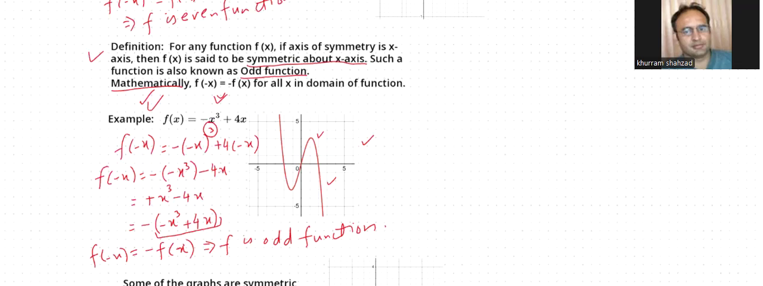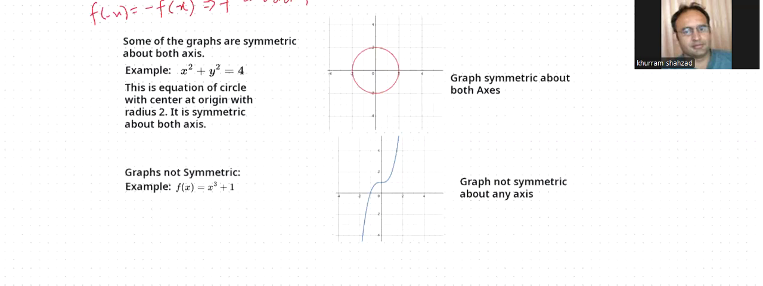This was the graphical way. From the graph, you can also clearly see whether a function is symmetric or not. So there may be some functions, some graphs, which are symmetric about both axes. Like this is the equation of a circle.